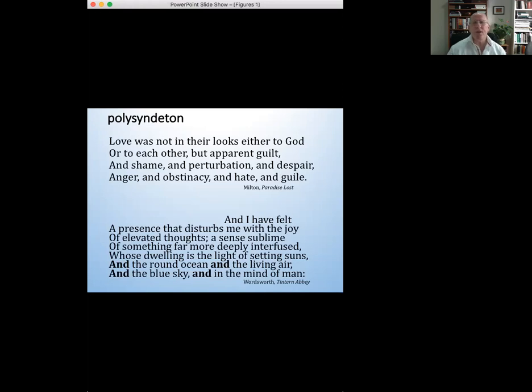But this figure can have a very different effect, as I think it does in Wordsworth's Tintern Abbey. Here, I think it gives the impression of fullness and plenitude and richness. So Wordsworth in this poem writes, "And I have felt a presence that disturbs me with the joy of elevated thoughts, and a sense sublime of something far more deeply interfused, whose dwelling is the light of setting suns, and the round ocean, and the living air, and the blue sky, and in the mind of man." Right? Here, a conjunction "and" being used to join items in a list, and I think giving a sense of plenitude and richness.